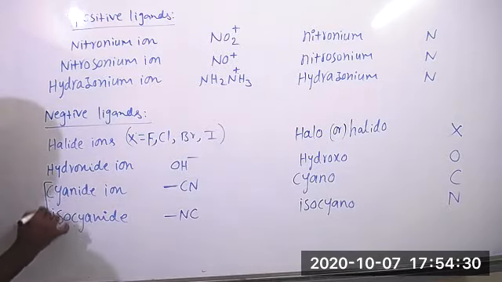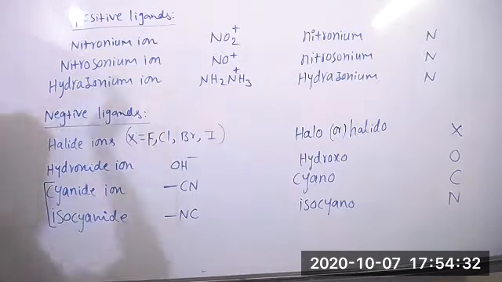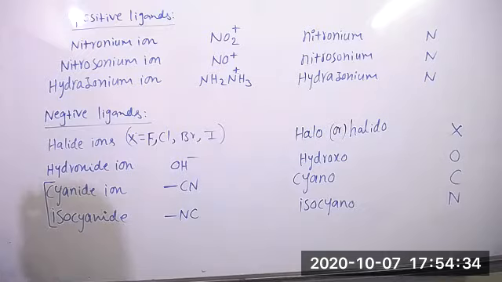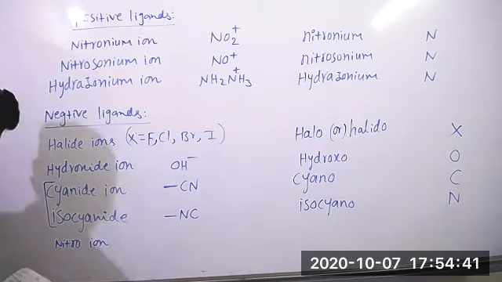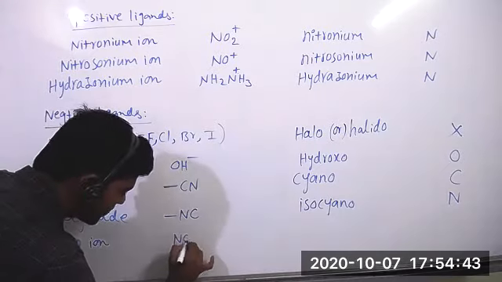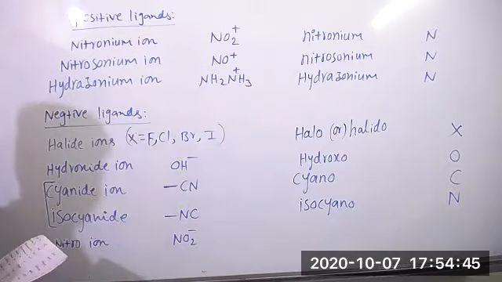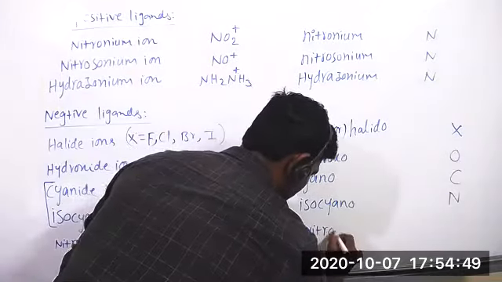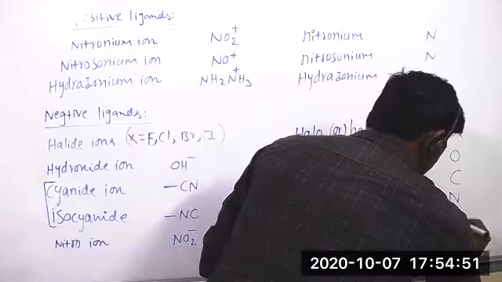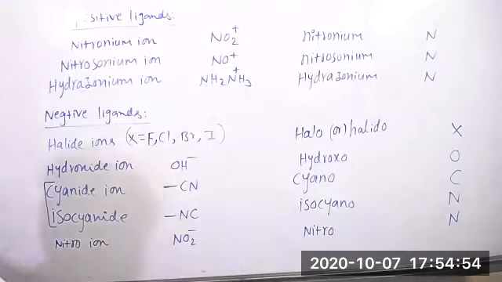So these are ambidentate ligands. So keep like this. Next, nitro ion. Nitro ion is NO2 minus. Using the word nitro. Here, nitrogen atom is bonded to central metal atom.